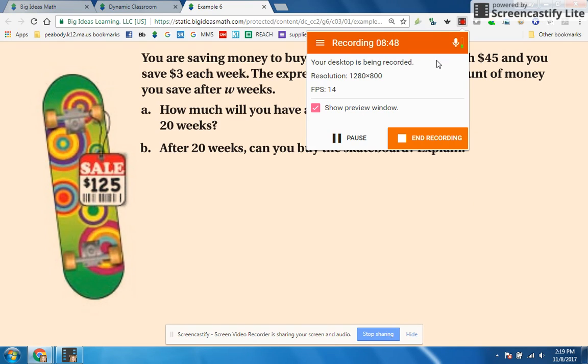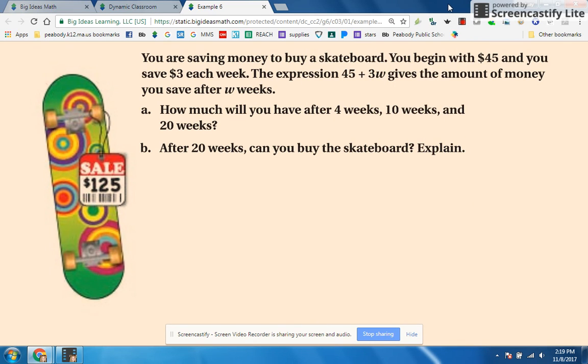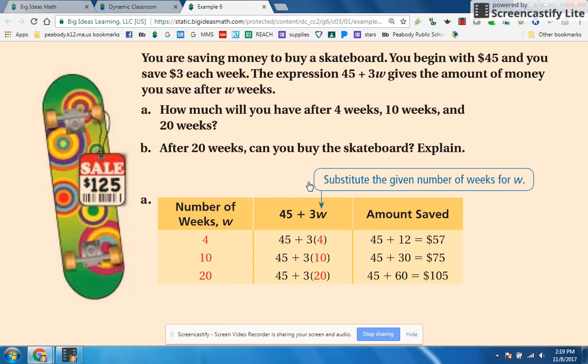All right, for this one, it's saying that you are saving money to buy a skateboard. You begin with $45 and you save $3 each week. The expression 45 plus 3W gives the amount of money you save after W weeks. So that means it's $45 is what you had to begin with. Every week you're adding on $3 per week. So it says how much will you have after 4 weeks, 10 weeks, and 20 weeks. So basically what you're doing is you're changing the W in that expression to a 4, a 10, and a 20.